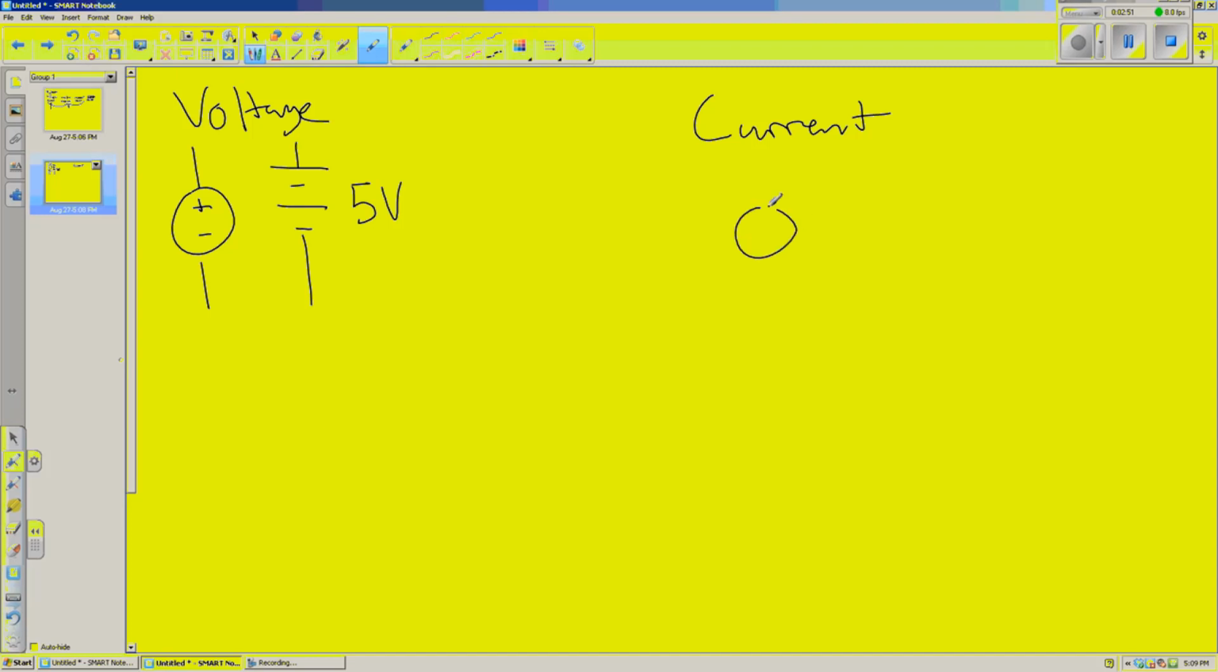Similarly, for current, the only one I've ever seen is a source that looks like that. A circle with an arrow inside indicating which way the current is coming out of that source. And again, you'll have something next to it denoting how much current is coming out.